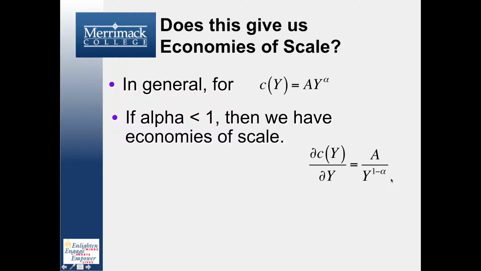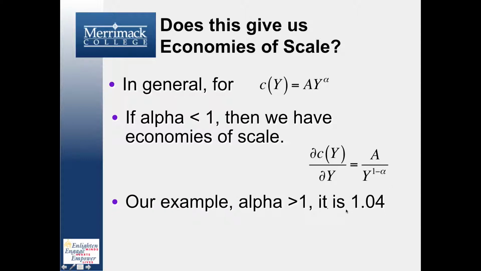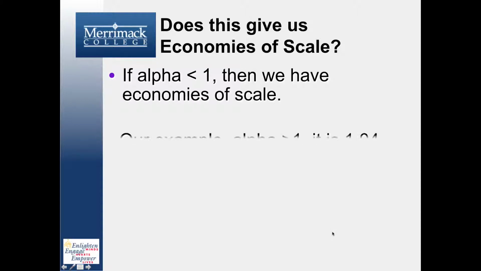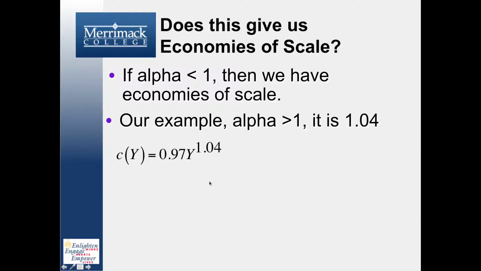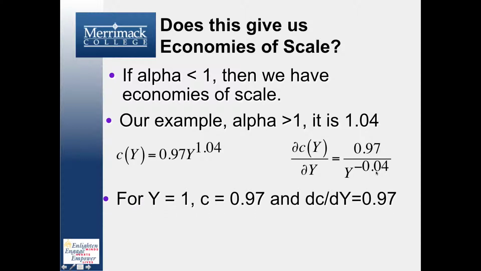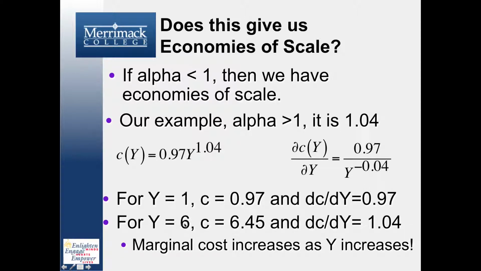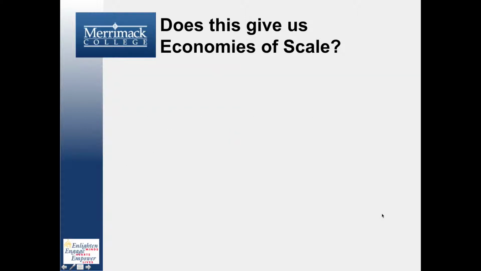The marginal cost is this. So if we do the example, alpha is 1.04. This is the marginal cost. Let's bring this up again here. There's the cost function, there's the marginal cost function. For y equals 1, the cost is 0.97, the marginal cost is 0.97. But for y equals 6, cost is 6 plus, and the marginal cost increases. So we don't have economies of scale. The marginal cost is still increasing.